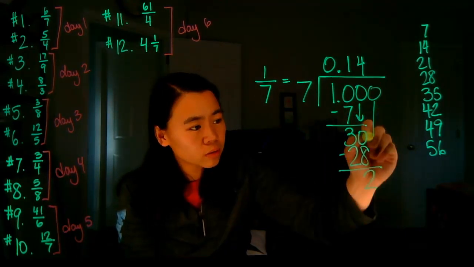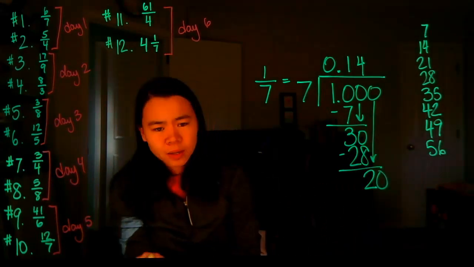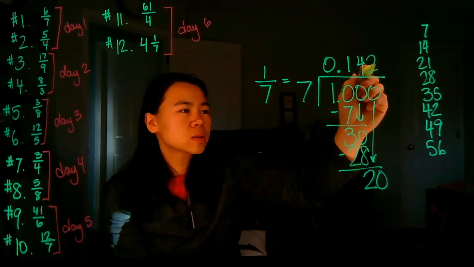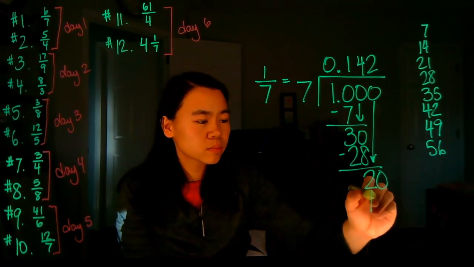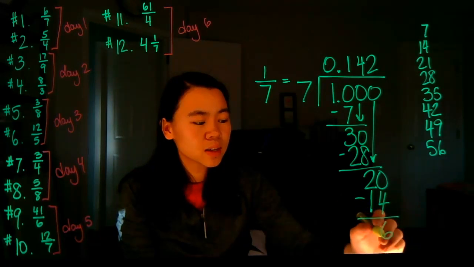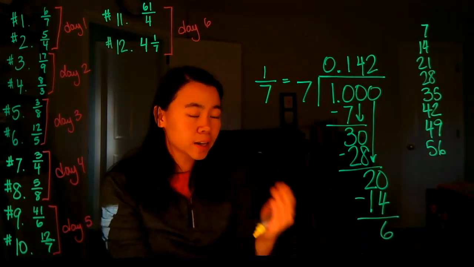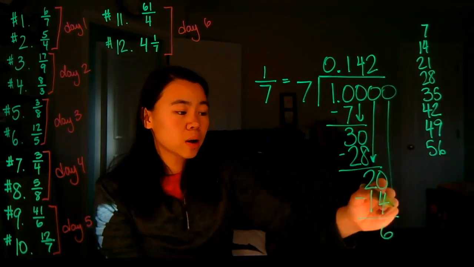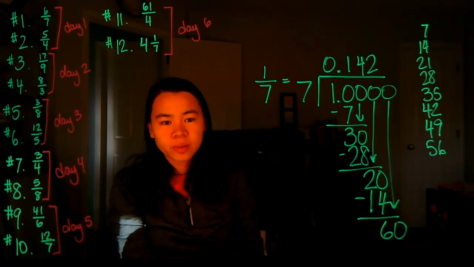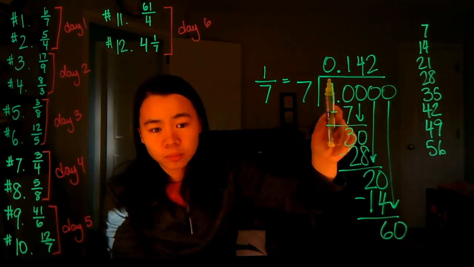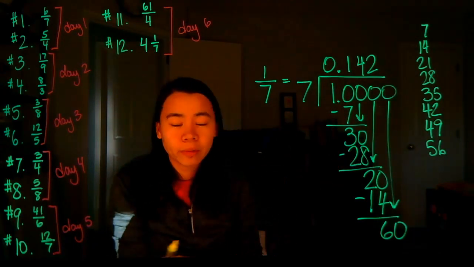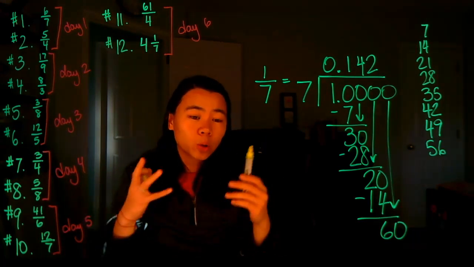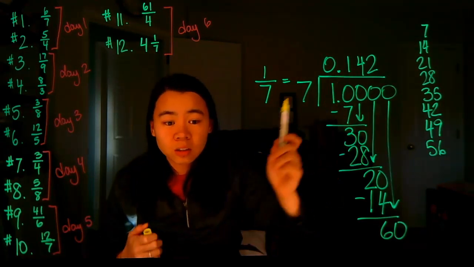Let's bring down another invisible 0. How many times can 7 go into 20? Twice. 2 times 7 is 14. We subtract, we get 6. And it looks like this one's going to keep on going. So it's going to be more than 3 decimal places. We could add another 0 and keep going, but most times I'm not going to tell you to keep going. I'll probably ask you to stop after 3 decimal places, or if you're comparing fractions, decimals, and percentages, you'll probably know which one is bigger and smaller by using these 3 decimal places.